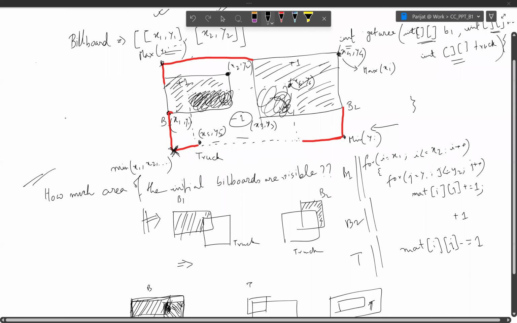So that also can be solved potentially with a similar type of calculation. You initially find which are the cells that are not overlapping at all, which are the cells that are visible. And then after you bring the truck in, out of those cells, which are going out, which are going behind the truck.